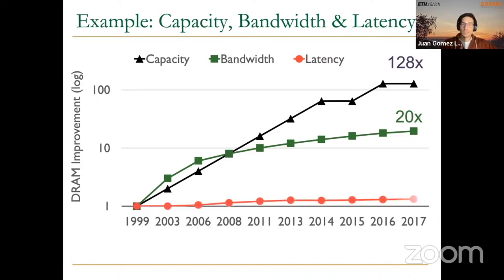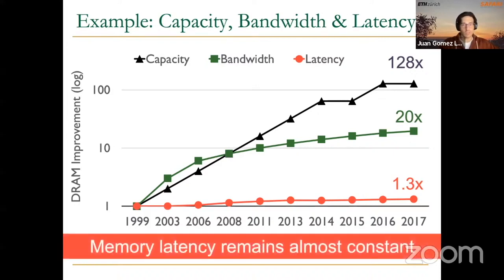However, DRAM latency is improving by very, very little. And what this means is that it takes a lot of time to access data that resides in memory. It takes many nanoseconds, many execution cycles.